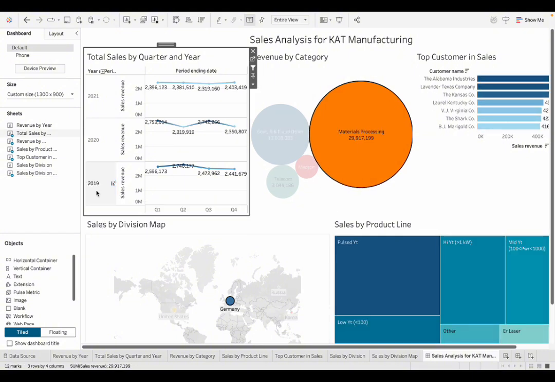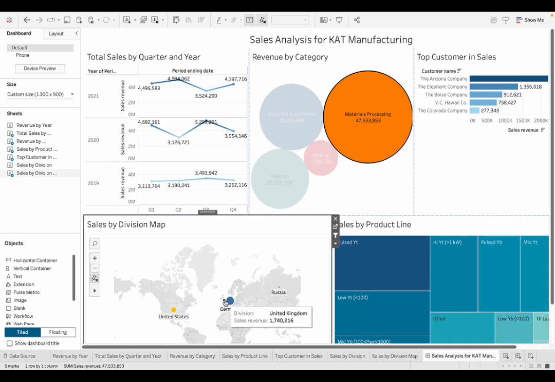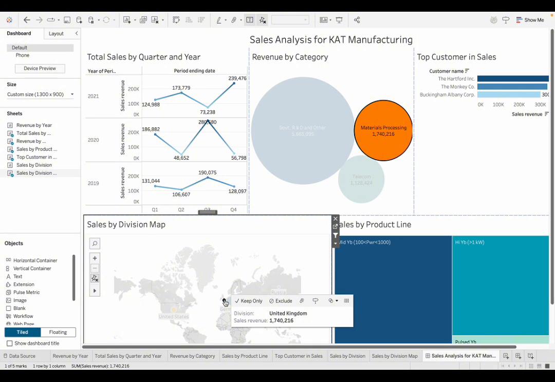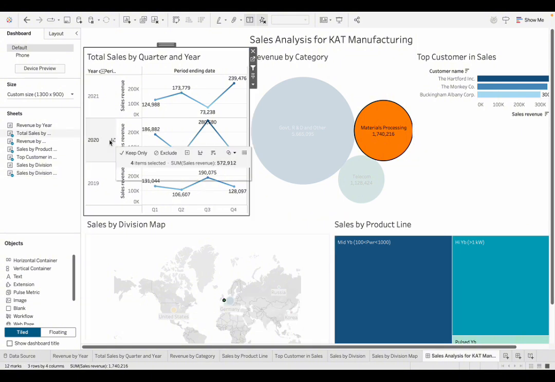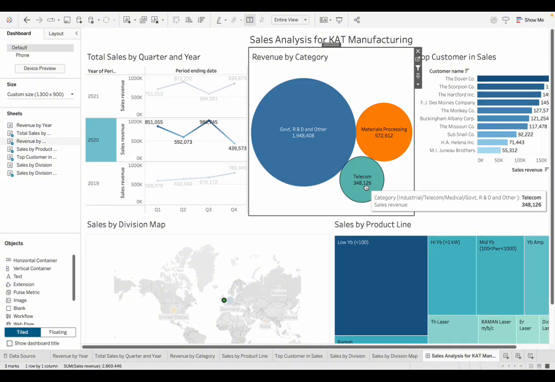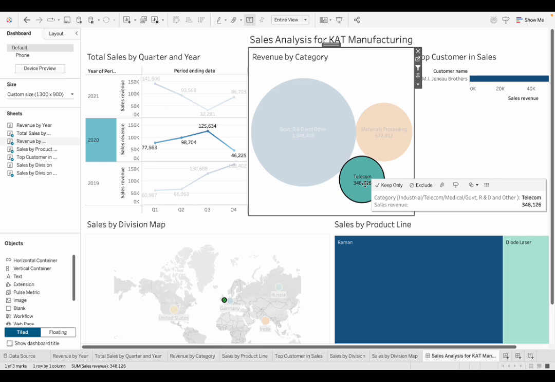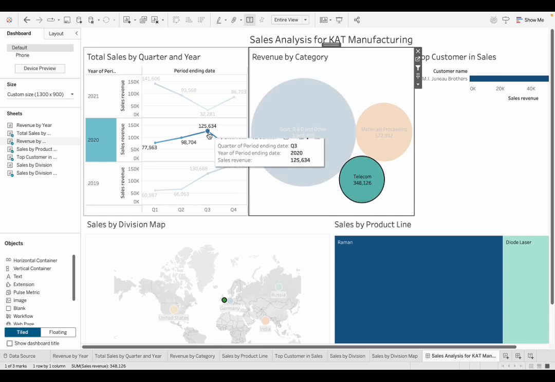Next, in 2020, I want to find which quarter had the highest sales in the telecom category under the UK division. So, deselect Germany, select the UK division, select 2020, and telecom. Quarter three would be the highest period with sales revenue of $125,634.